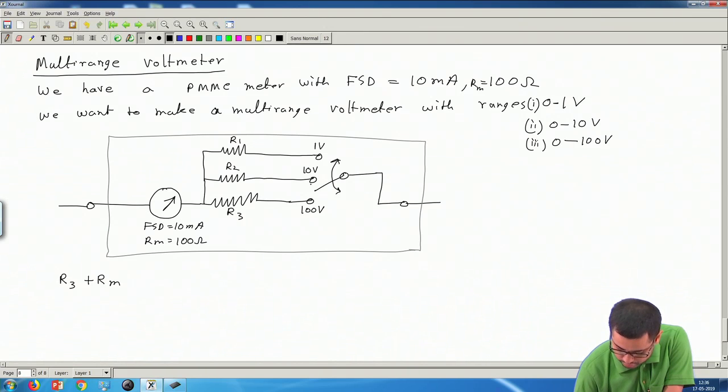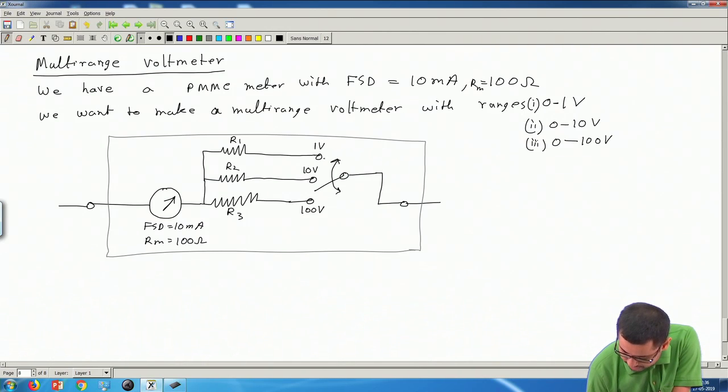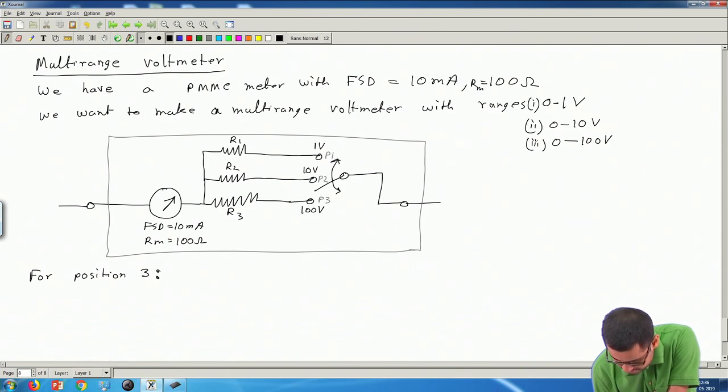Let me first write for, let me call these positions P1, P2 and P3. Let me write for position 3. So when we have 100 volt applied across these two terminals, we want the pointer to go to the extreme right. That means FSD current should flow through this meter. So for position 3, the voltage that we will apply across these two terminals will be V equal to 100 volt, and the current I will of course be at that instant 10 milliampere.